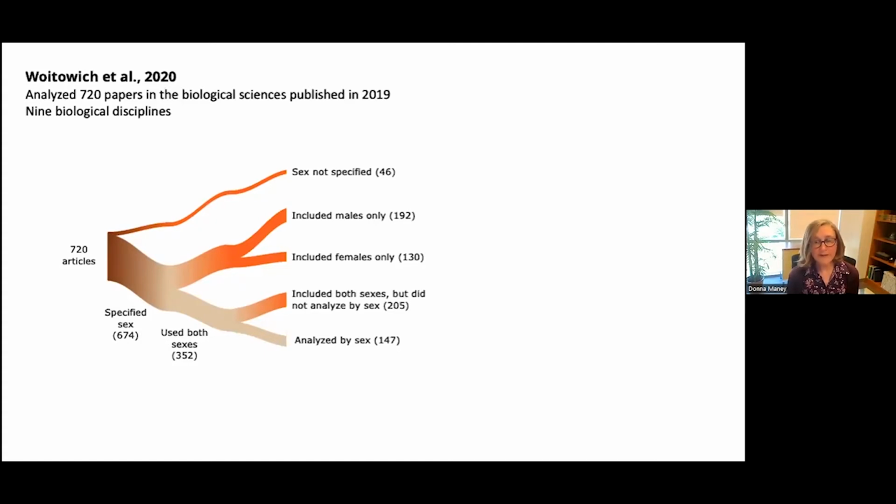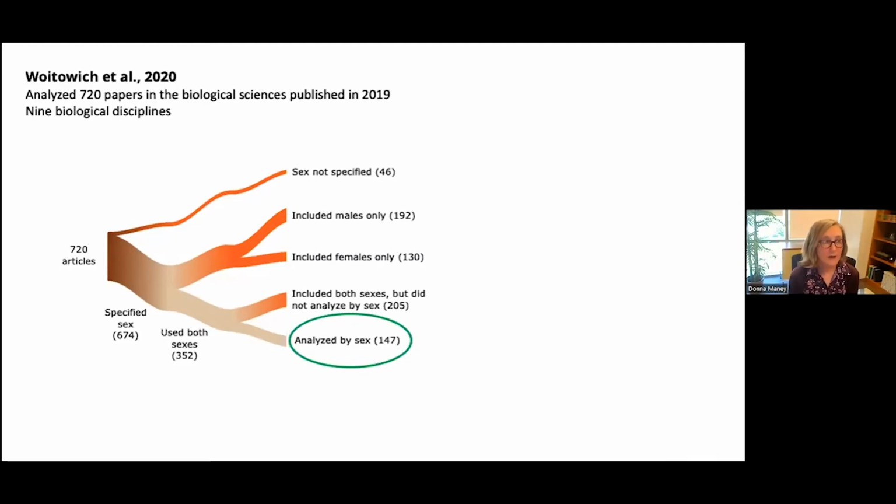And what they found was only a minority of studies used both sexes, slightly less than half. And then they also looked at whether the sexes were pooled or whether they were analyzed by sex. And their definition of analyzed by sex was that the data were disaggregated by sex or that sex was included in the statistical model. And you can see that in their analysis, the majority of articles pooled the sexes instead of analyzed by sex. Now, I myself was really interested in this group of papers where both sexes were included and the data were analyzed by sex.